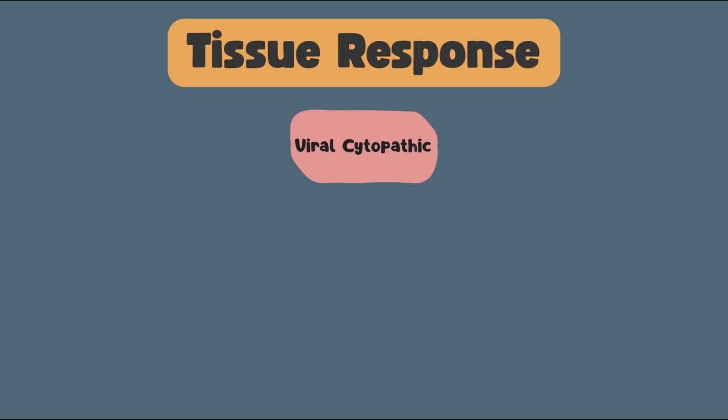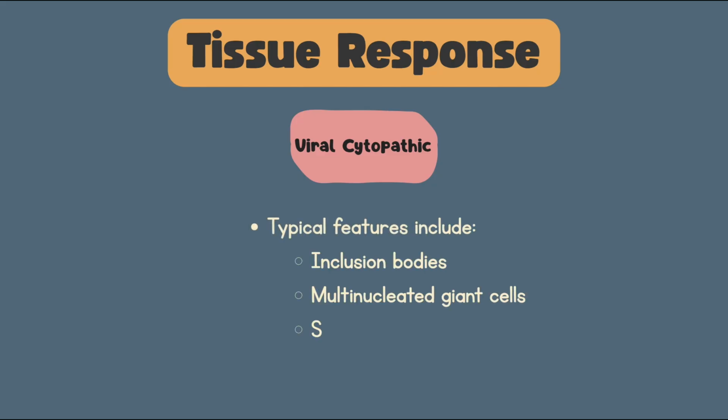Fifth and last way is the viral cytopathic pattern, and we spoke a little bit about this when we talked about the herpes 3Ms, and I said we'd discuss it in more detail at the end of this video, and here we are. Viral infections often produce specific cytopathic changes in infected cells. So when we look at the cell under the microscope and we see certain structural changes, we can know which virus produced these changes. Typical features include inclusion bodies, multinucleated giant cells, and sparse inflammation.